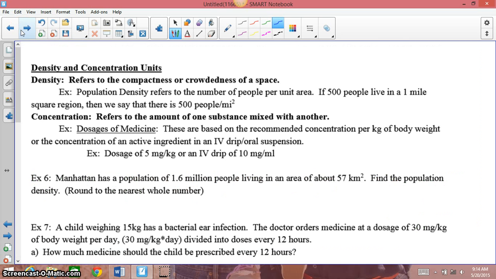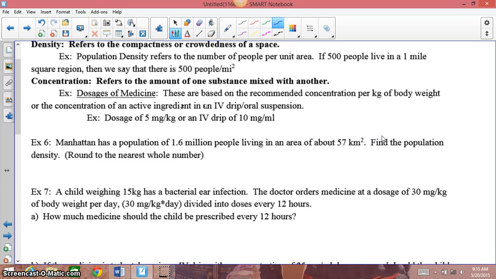At the top of the next page, you see a couple of different items. The first one is density. It refers to the compactness or crowdedness of a space. We'll refer mostly to population density in this class. And essentially, it's the number of people per unit area. It might be per square miles, per square feet, per square kilometers, but it's the number of people per square unit. Okay. And then concentration, we're looking at dosages of medicine. So they're recommended on concentrations per kilogram of body weight.